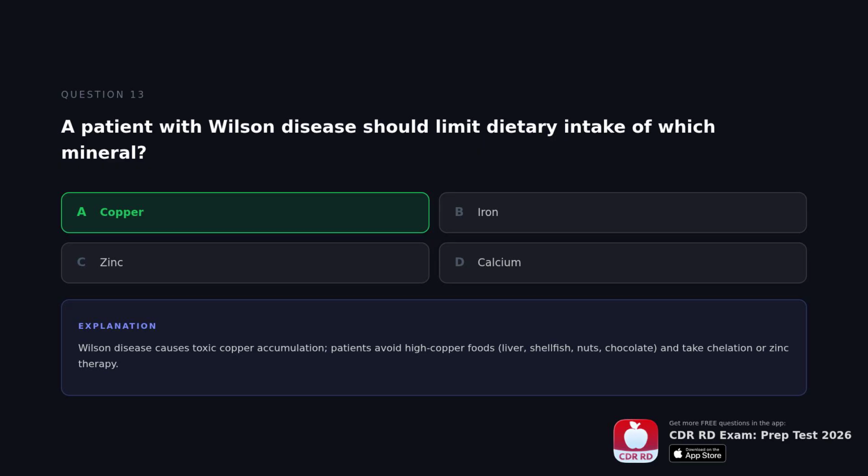The correct answer is copper. Wilson disease causes toxic copper accumulation. Patients avoid high copper foods, liver, shellfish, nuts, chocolate, and take chelation or zinc therapy.